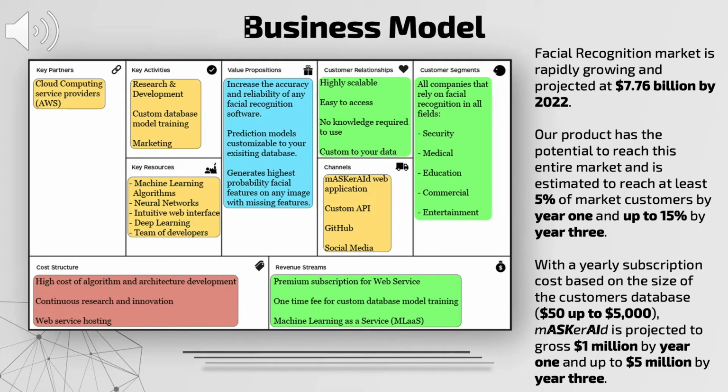Coming to the statistics and expected growth, the entire facial recognition market is growing to $7 billion by 2022. So our product is estimated to reach 5% of this entire market by year 1 and 15% by year 3. Yearly subscription cost may range between $50 to $5,000 depending on the customers. And our product is projected to gross $1 million by year 1 and $5 million by year 3. Yeah, so that's all about the business model of our product and expected growth in the next 3 years. The remaining part will be continued by Anne. Thank you.